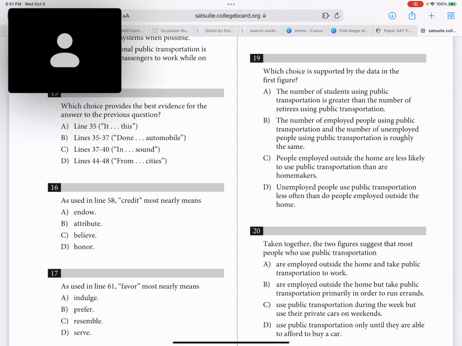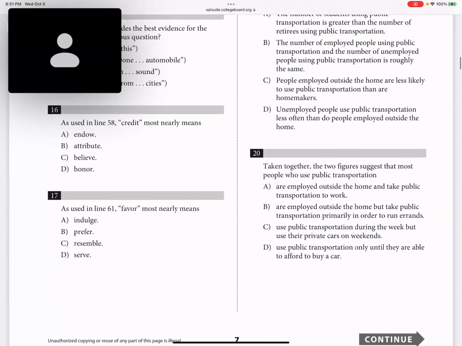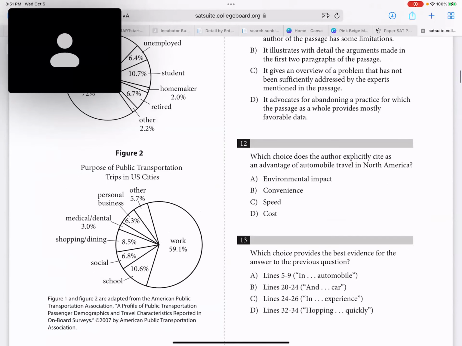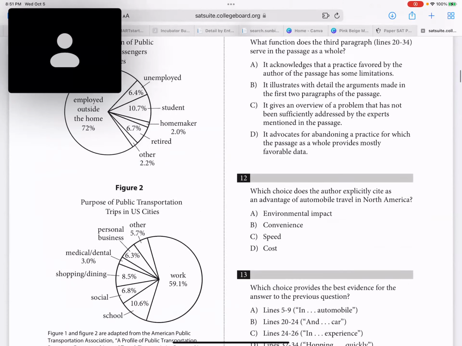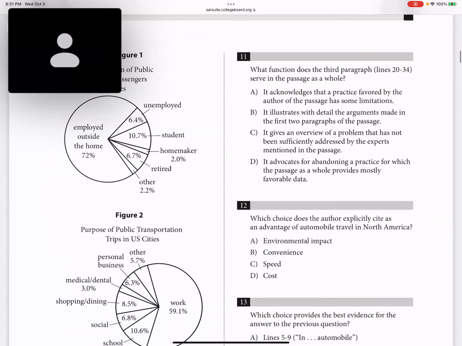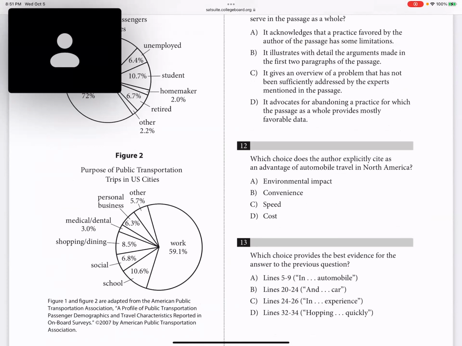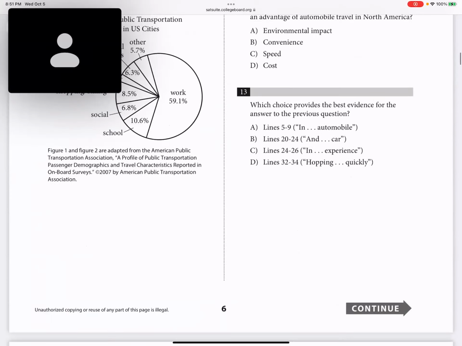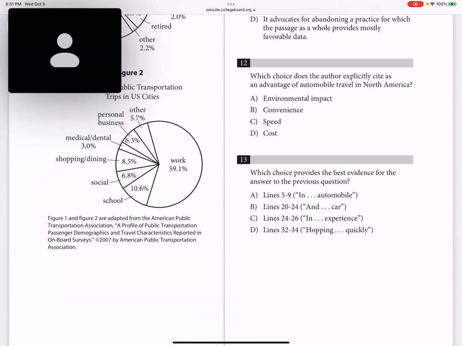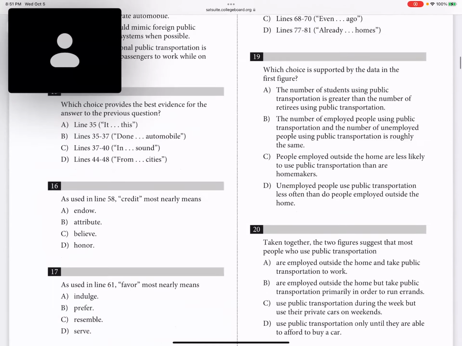All right, now we're looking at both of the figures taken together for the last one here. Taken together, the two figures suggest that most people will use public transportation. Let's take a look at the other one real quick. Purpose of public transportation. So we have people employed outside the home, majority. What are most people using public transportation for, according to the second one? Yeah, they're going to work, right? Almost 60%, 59.1% are going to work. Some are going to school, then shopping and dining, but still the vast majority are going to work.